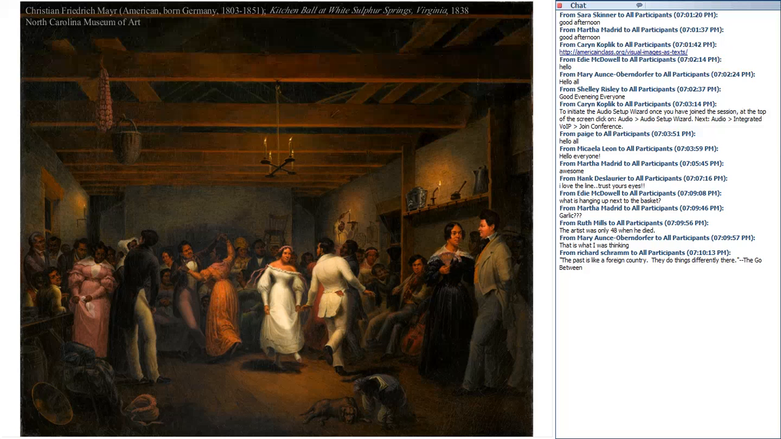Now, we know a great deal about this painting. We know the title, which is an important cue. The title that was assigned to it by the artist when he first exhibited it in 1845 in New York at the annual exhibition of the National Academy of Design, and it came under the title of Kitchen Ball at White Sulphur Springs, Virginia. We've already noted that it's now West Virginia, but in antebellum period, it was the western part of the state of Virginia.